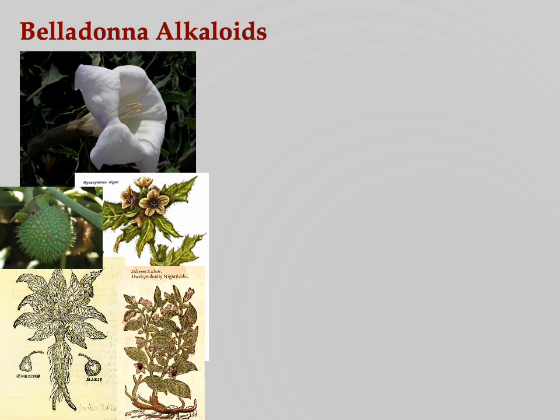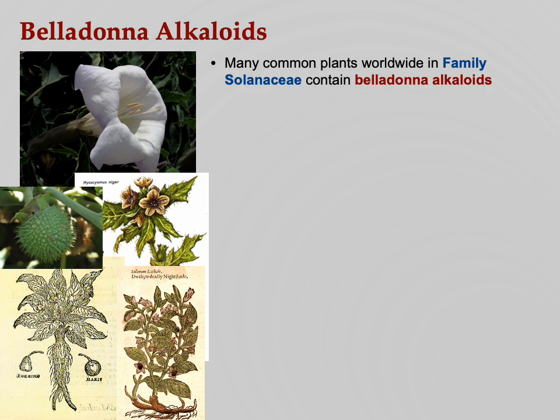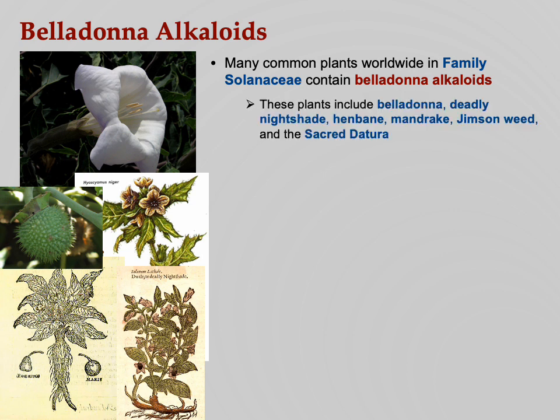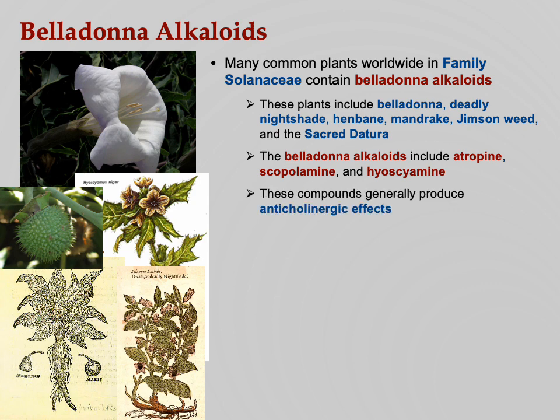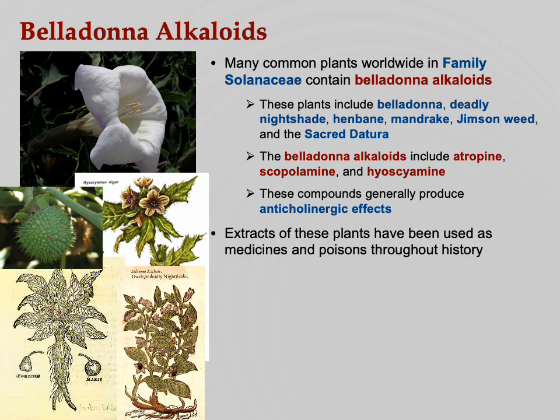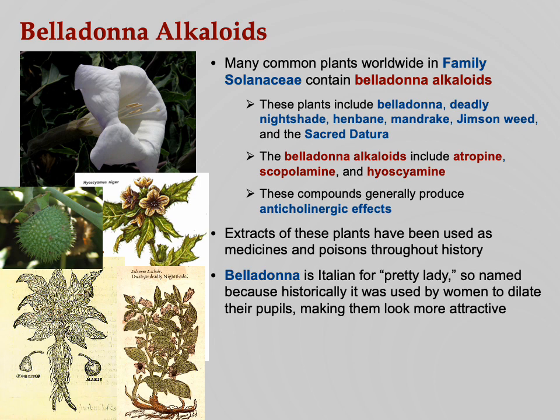See if that helps. Just a little clinical example here, the belladonna alkaloids, family Solanaceae. I've talked about this before. The deadly nightshade family includes lots of things, including peppers and potatoes and tomatoes, but also lots of these weird plants that people have known about for centuries: belladonna, deadly nightshade, henbane, mandrake, jimson weed, the sacred datura. Belladonna alkaloids include atropine, scopolamine, hyoscyamine. These are all medical drugs, but they also produce anticholinergic effects, and sometimes they're used intentionally to produce that. Extracts of these plants have been used as medicines and poisons throughout history.